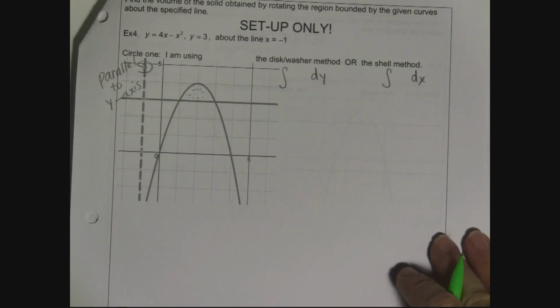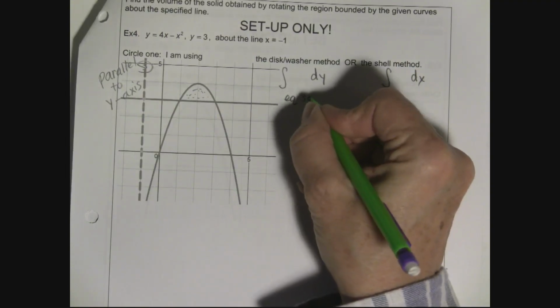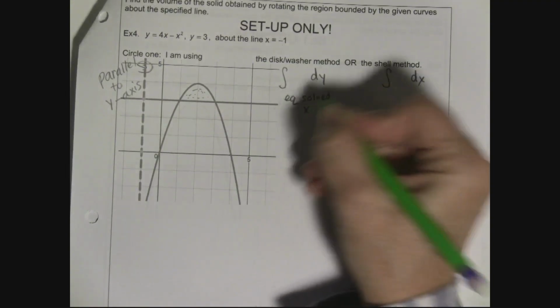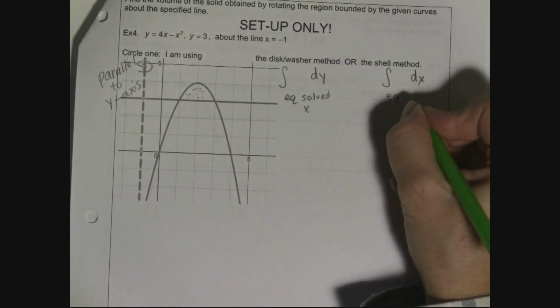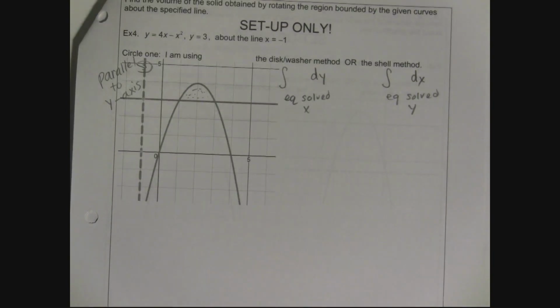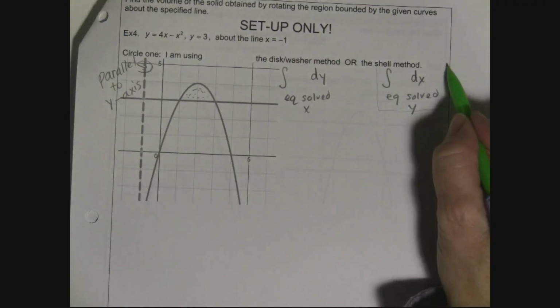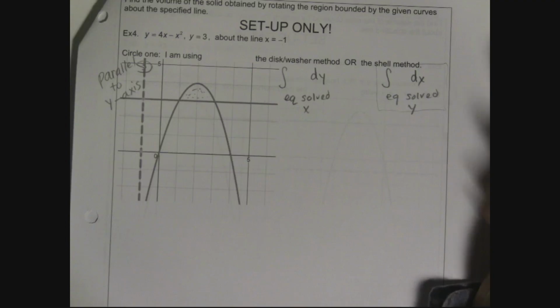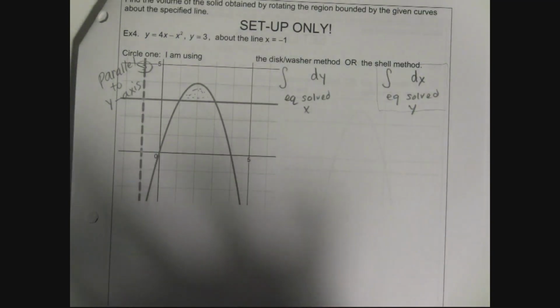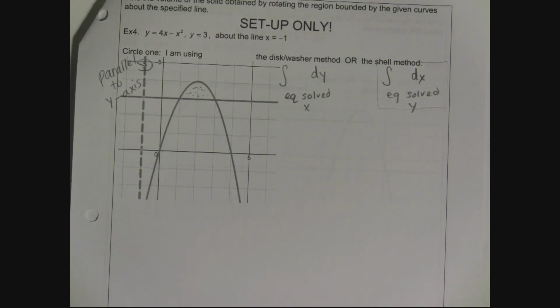So for the washer, my equations need to be solved for x. For the shell, my equations need to be solved for y. And I look over and my equations are solved for y. So I'm like, okay, am I going to do a shell again? But fortunately, I'm not going to solve it, I'm just setting it up. The reason I'm having us practice more shells is because it is a little bit tricky on that r.